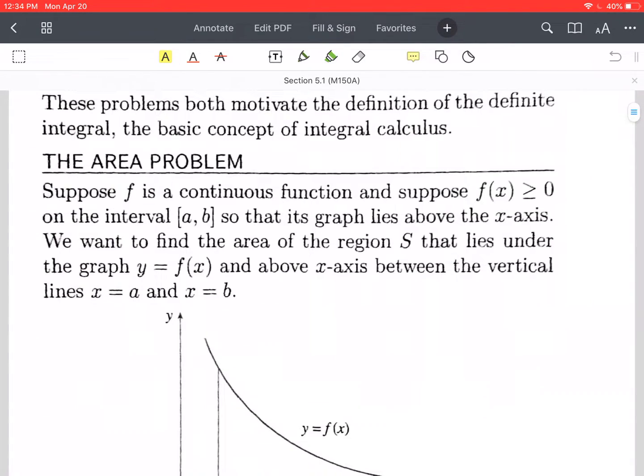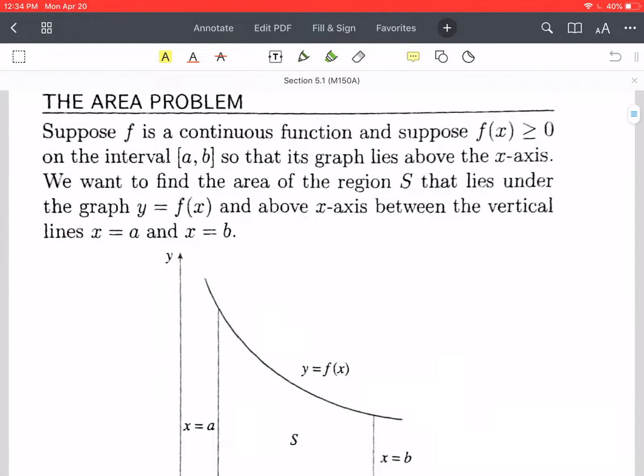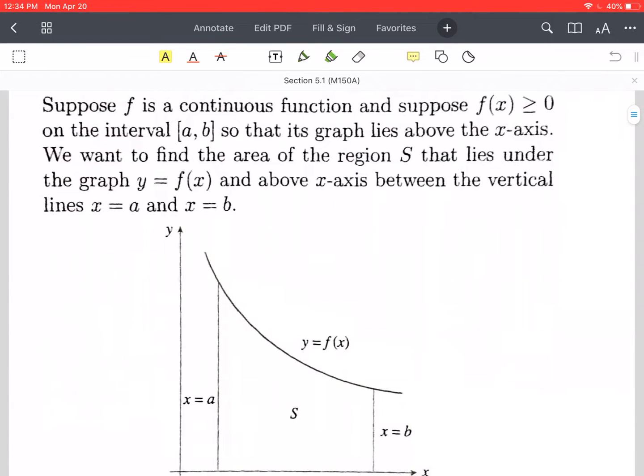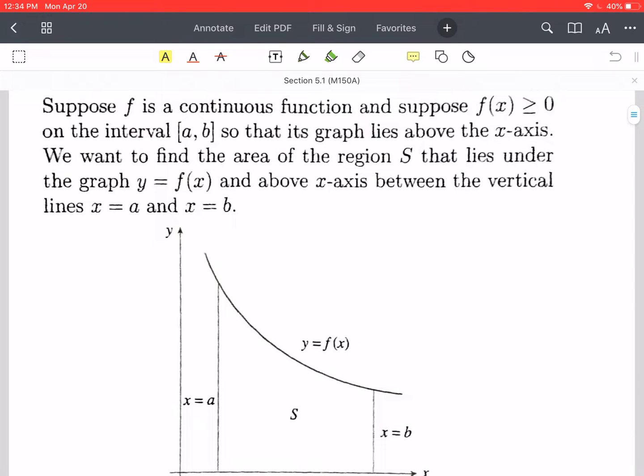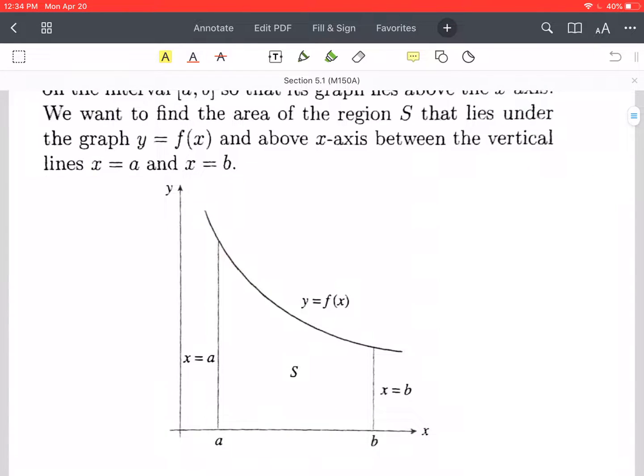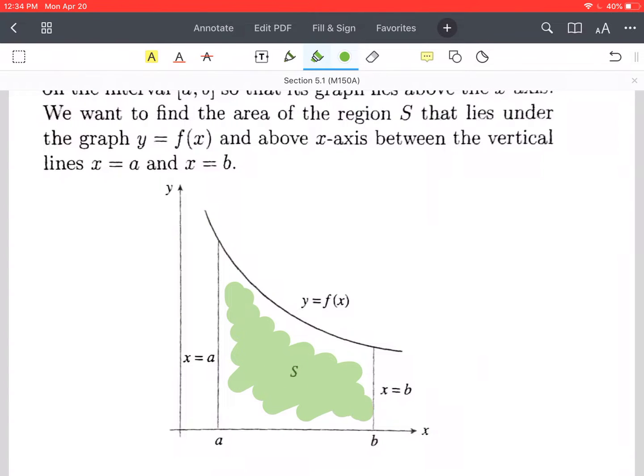So the main objective for us in this chapter is we're trying to be able to determine area under a curve. So suppose that f is a continuous function. We'll assume that it's positive for now on the interval from a to b, so its graph lies above the x-axis. We want to find the area of the region that lies under that curve and above the x-axis between a and b. So we're looking for this whole region in here. Okay, so we want to try to determine area under that curve, and we're going to look at different methods we have for doing this.